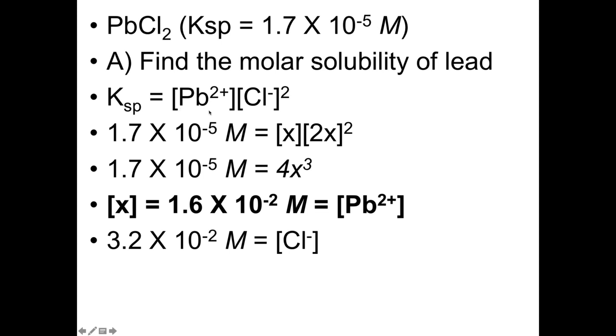So Ksp equals [Pb2+][Cl-]. So Ksp, 1.7 times 10 to the negative fifth, will equal x, and then we'll multiply that by (2x) squared because we're going to get 2 chlorides coming off of this. We don't know what the concentration is, so we use x for the ions. Then 1.7 times 10 to the negative fifth will equal 4x cubed. When you do the cube root, you get 1.6 times 10 to the negative second equals lead. Then you'll have 3.2 times 10 to the negative second molarity equals Cl-.